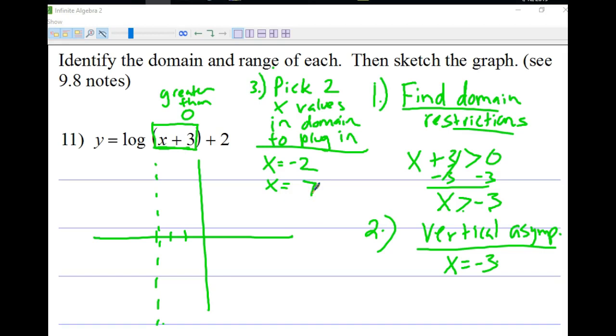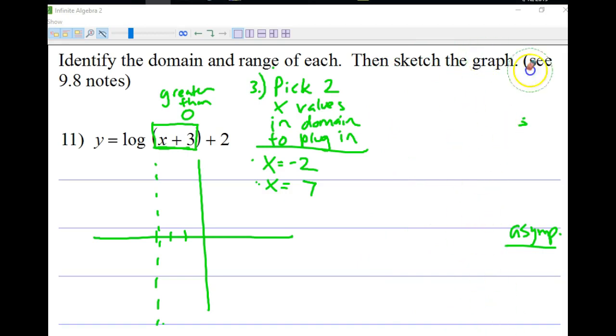Now, why did I pick 7? Why not just negative 1? That's the next number, right? Log functions grow very slowly, so if you pick 2 x values that are really close together, you might not see the change very much, and you won't be able to tell what direction it's going. So you want to pick some x values that have a little bit of distance between each other. That way you can see the change a little bit better. So what I'm going to do now is plug those numbers in so I can get 2 more points to plot, and I should be able to find my graph that way.